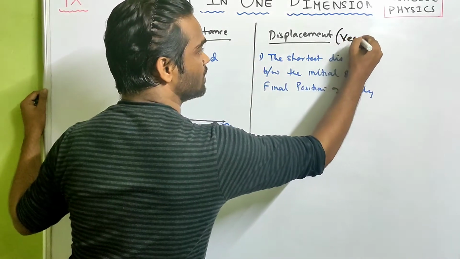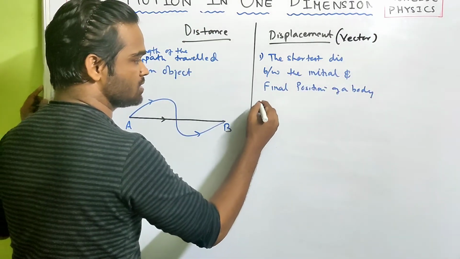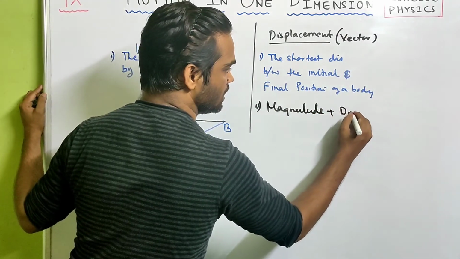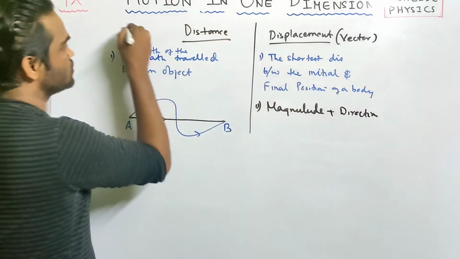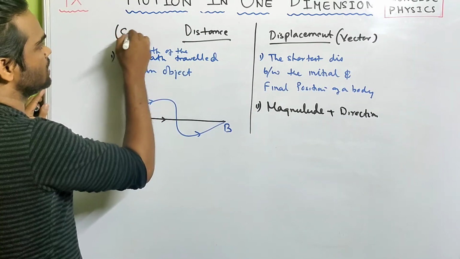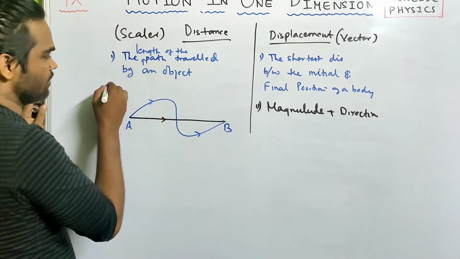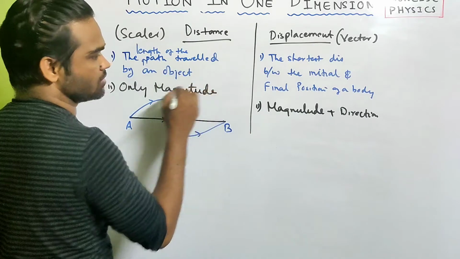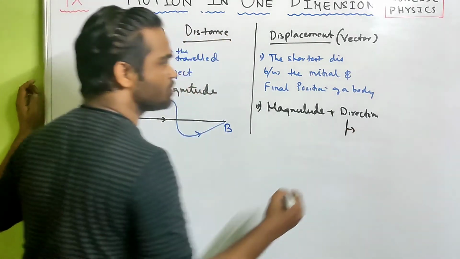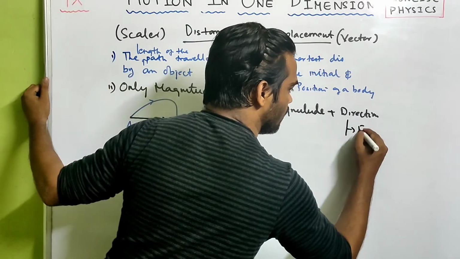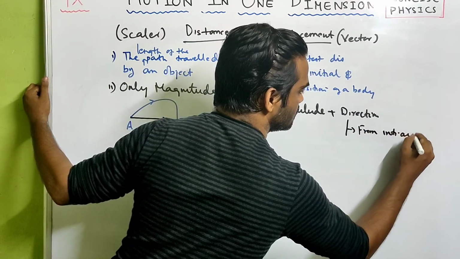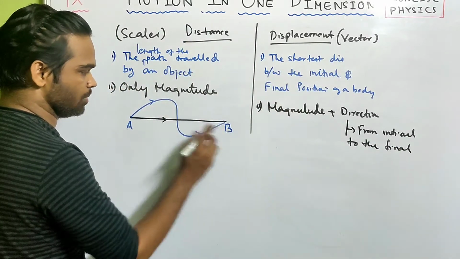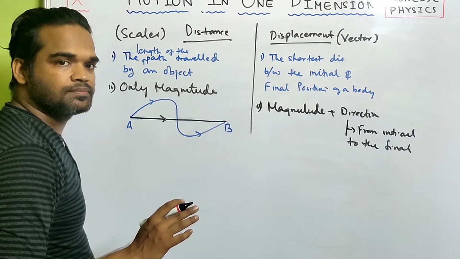Displacement is a vector quantity. So it has magnitude plus direction. But when you talk about distance, it's a scalar quantity, which means it has only magnitude, no direction. How do we get the direction of displacement? It's from initial to the final. This direction, from A to B, that is the direction of the displacement.